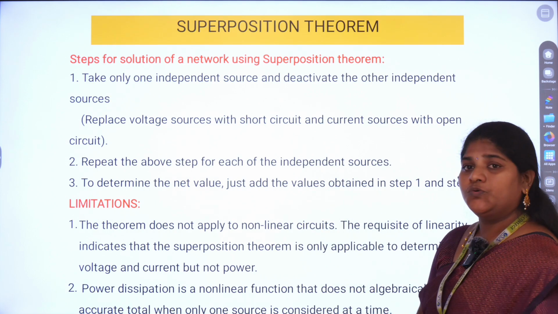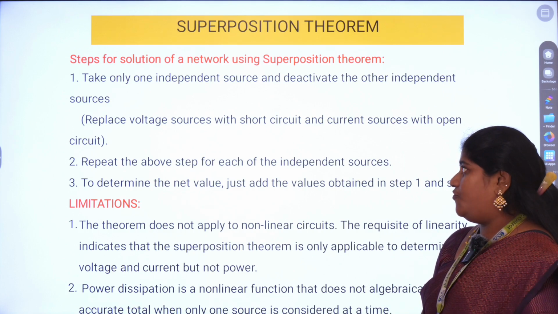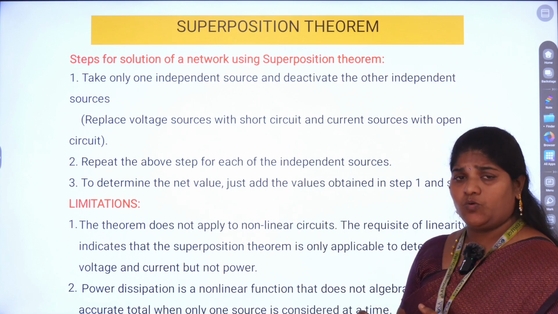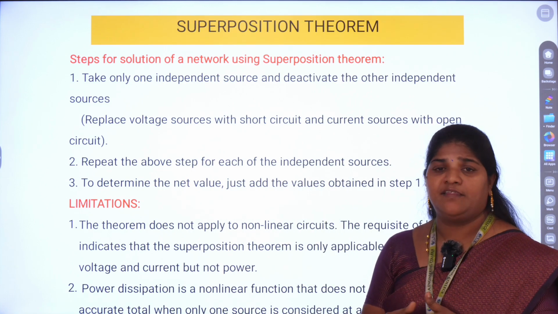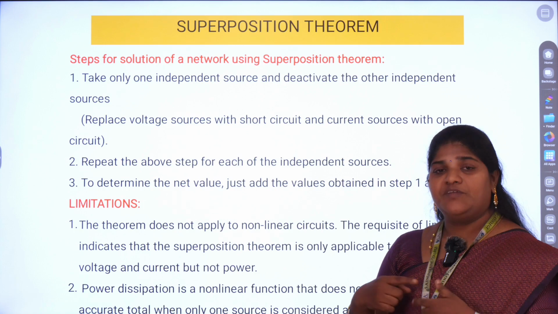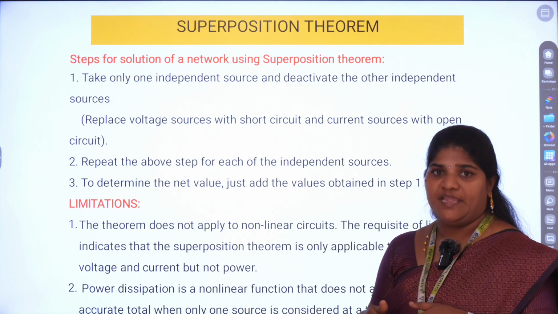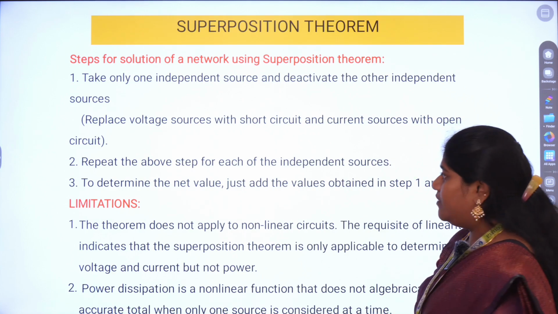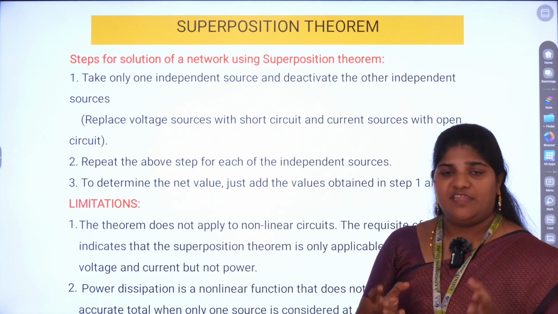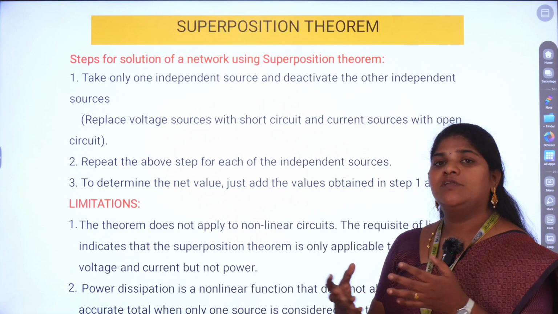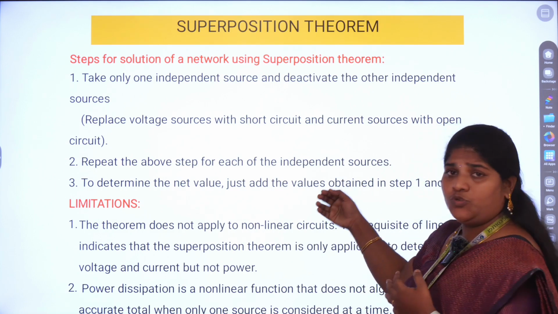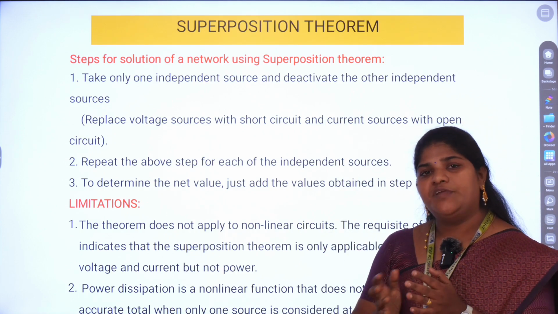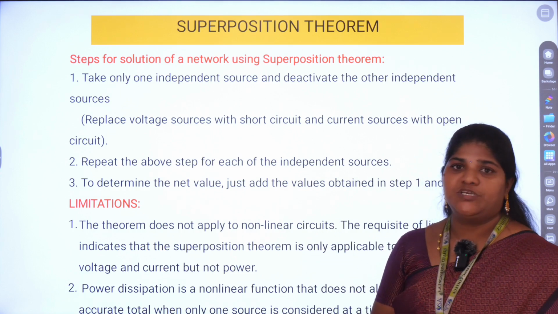Now coming to step number 2, you have to repeat the step for each of the independent sources. In the previous step we took only one source active and the remaining sources inactive, whereas in step number 2 we do the reverse process. Earlier it was active, now it should be inactive, and we choose a new source to make active. Third, to determine the net value of the variables, either current or voltage, you have to sum up the results obtained from step 2 as well as step 1. These are the combined steps to be followed for solving any complex circuit using the superposition theorem.